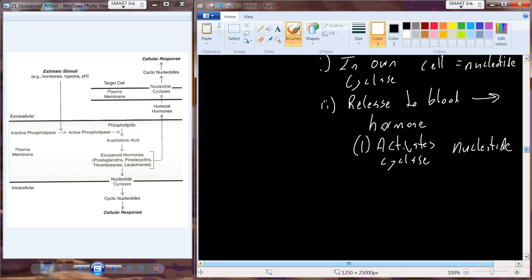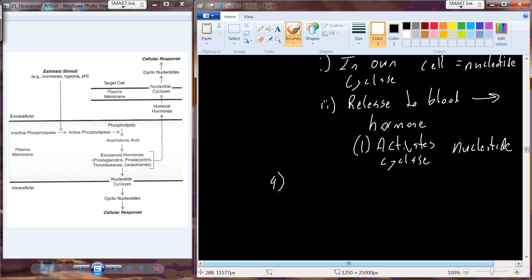Okay. So the eicosanoid is kind of an interesting molecule. We have the production of that arachidonic acid from inactive phospholipids used biochemically through a series of enzymes to produce things like the prostaglandins. The prostaglandins will affect cellular response in a target cell through nucleotide cyclization.